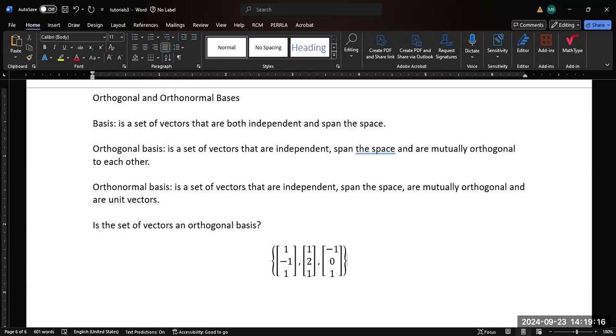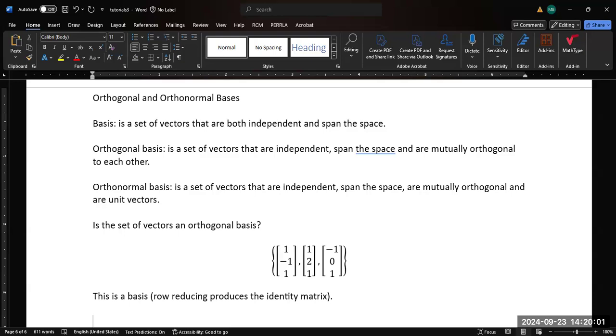Now, the question is, first of all, is this a basis? If we were to put this into a matrix and row reduce it, we get the identity. So it is a basis. Row reducing produces the identity matrix, so it does span the space and the vectors are independent.